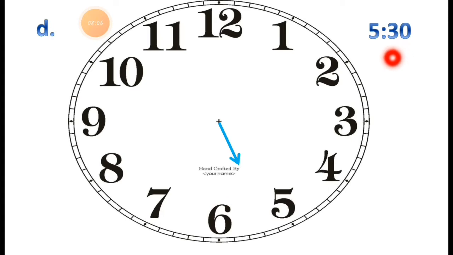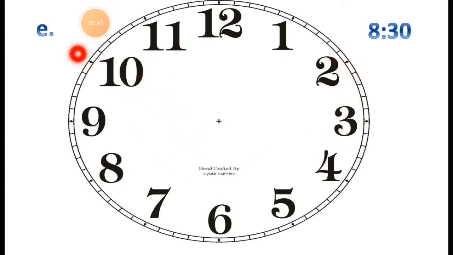Now here it is 30 minutes. So we have to draw the minute hand which shows 30 minutes. 30 minutes is exactly at number 6. So the minute hand is exactly pointing to 6, because it is 30 minutes, and the hour hand is between 5 and 6. It means it is 5:30. What time is it? It is 5:30.